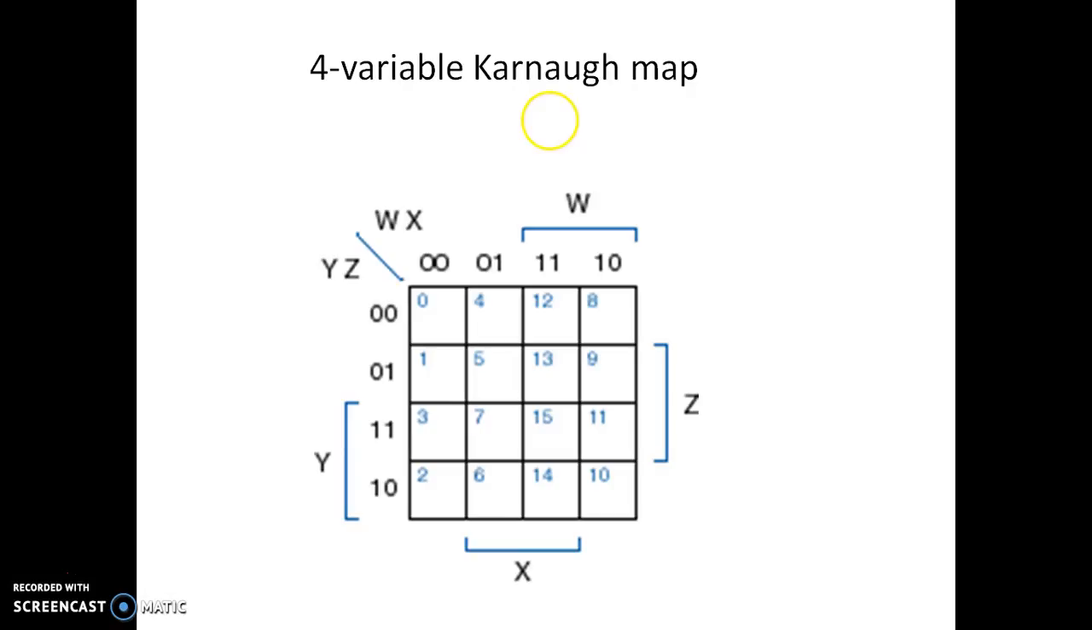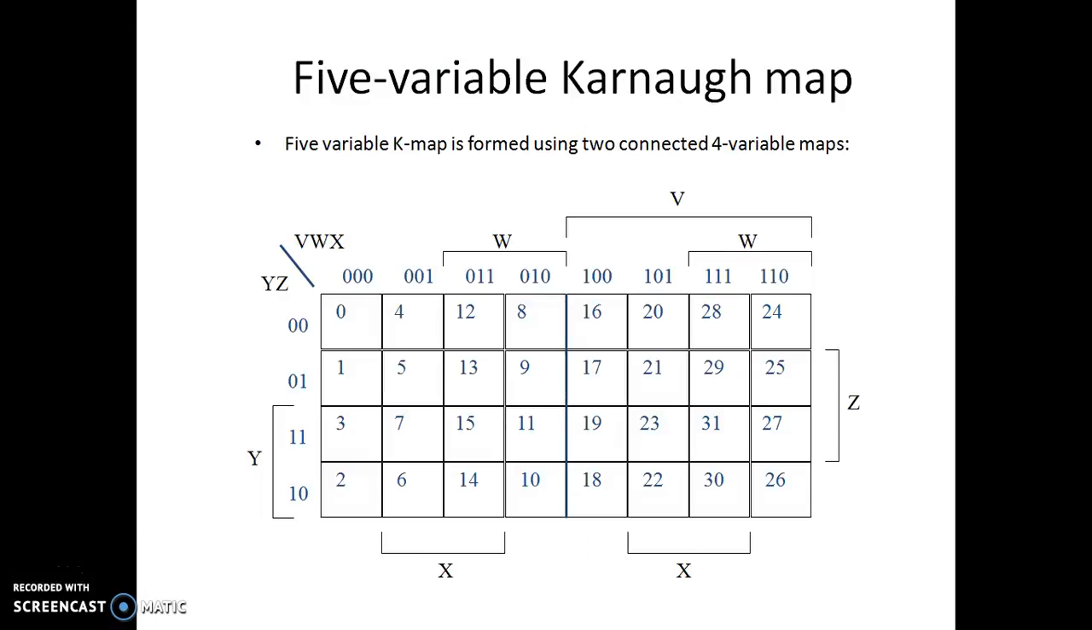Now generally these 2 variable, 3 variable and 4 variable K-maps are used to simplify any function, but there is a 5 variable K-map also. So this is the way of representing the 5 variable K-map. We can form a 5 variable K-map using two connected 4 variable maps. So if it is a 5 variable K-map, the possible combinations are from 0 to 31. That means total 32 combinations will be there.